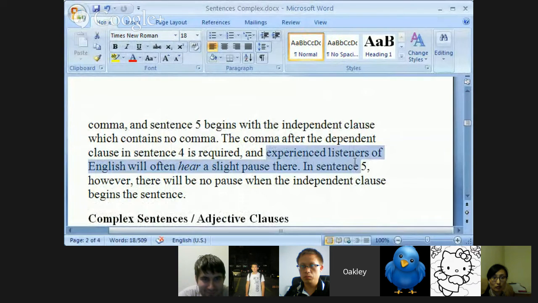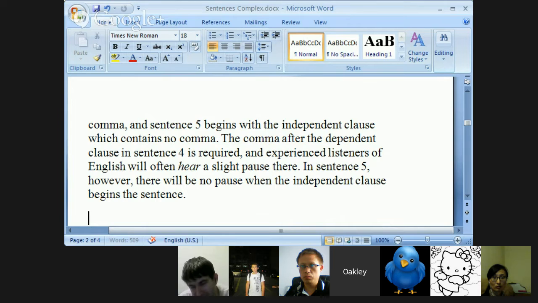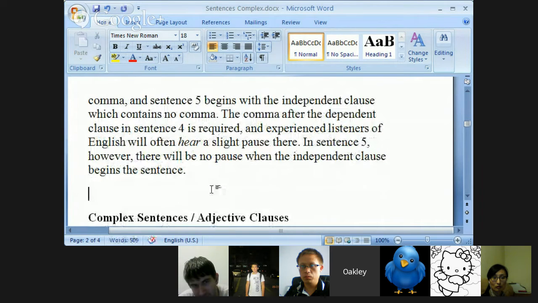Okay, experienced listeners of English will hear a slight pause where commas go. Yeah, you have commas in complex sentences, but any time that you would normally put a comma in a sentence in writing, you should be speaking a pause when you're talking. The pause where commas go should be evident in actual speech. In your rhythm and pacing of speech, you should definitely hear a pause. Whereas, when the independent clause begins the sentence, you wouldn't hear a pause in speaking.